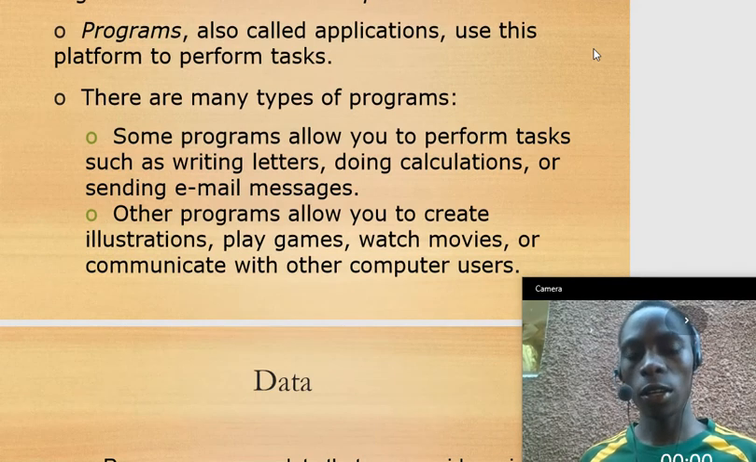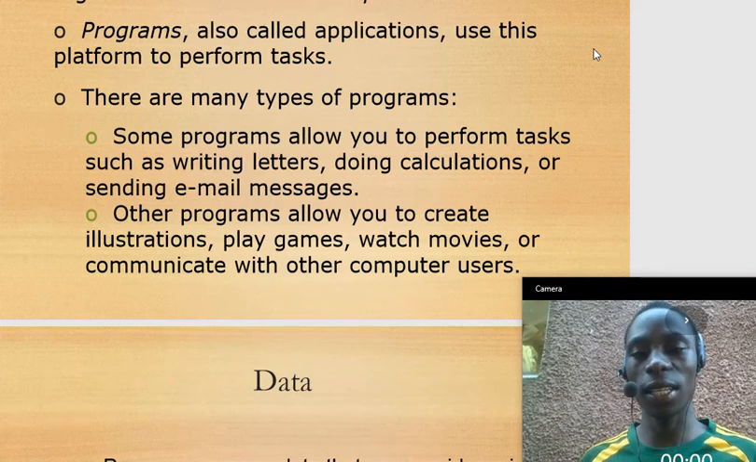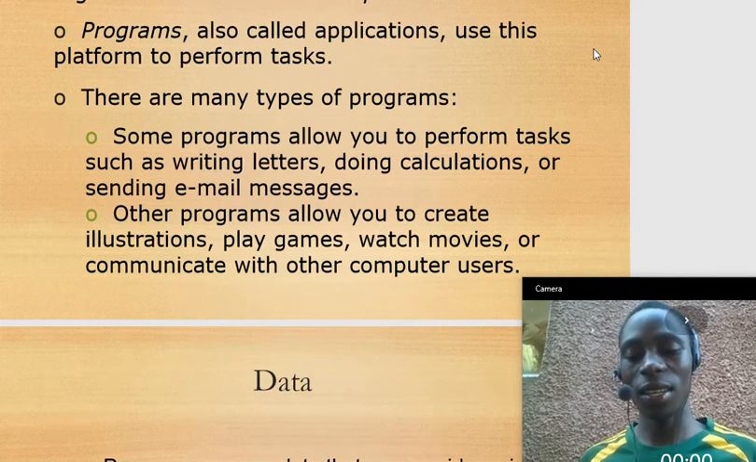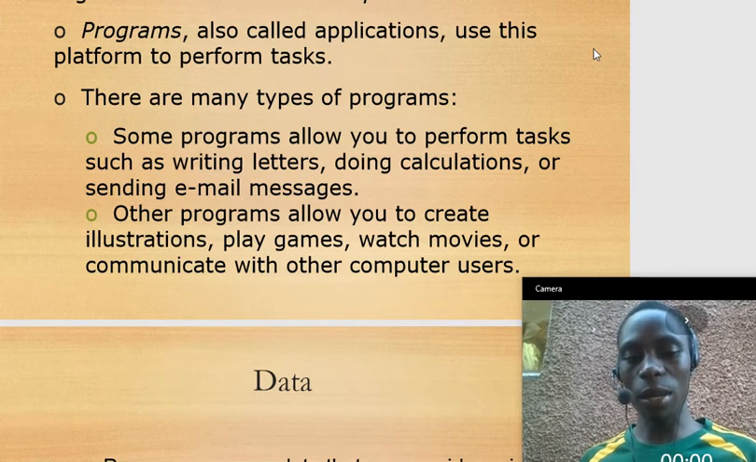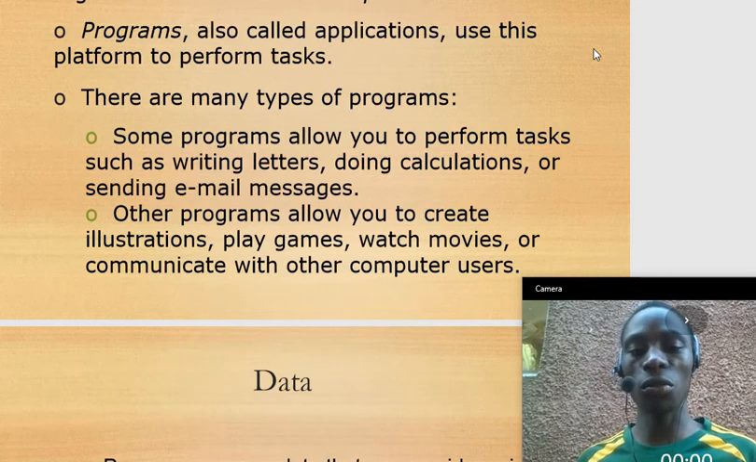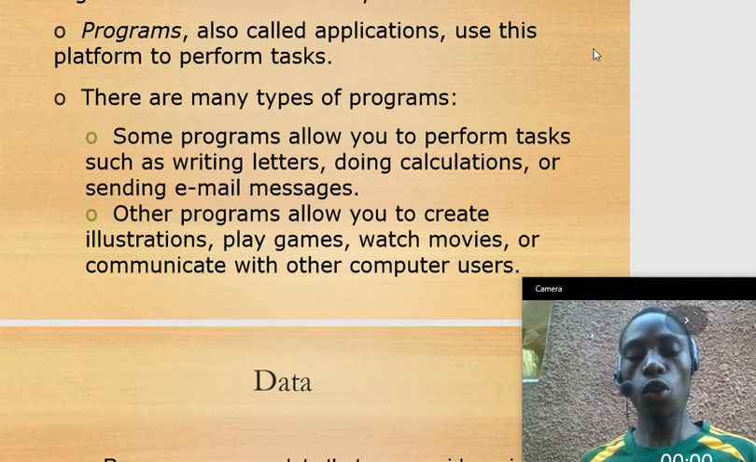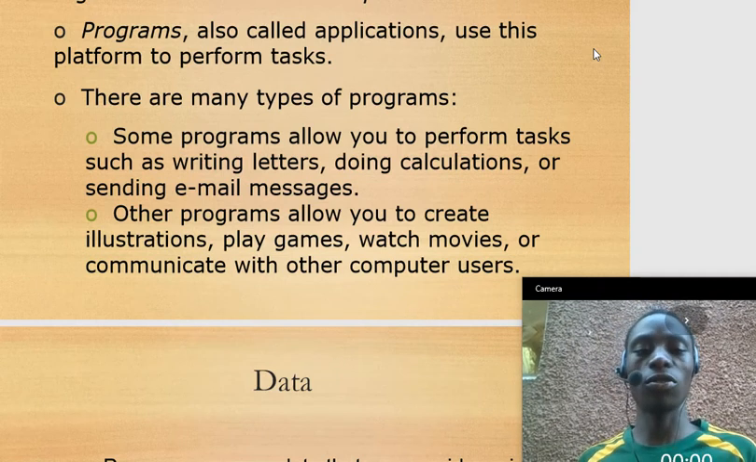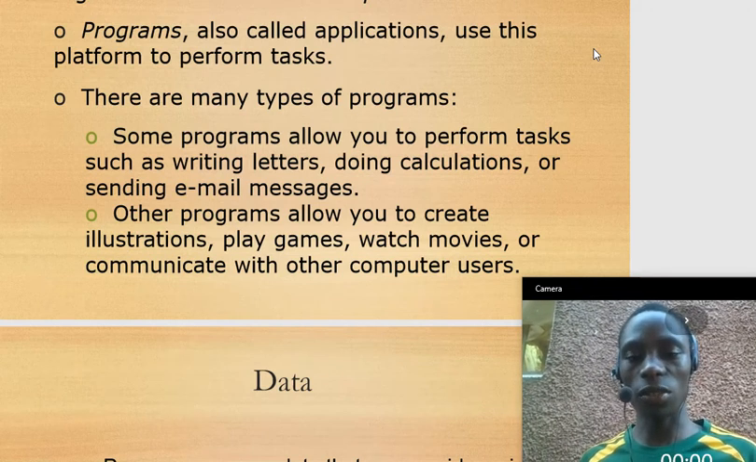Okay, so look at Microsoft Office Word. You can use it to type a letter, type text. Look at the email. You can email someone by typing. All those are programs. Other programs allow you to create illustrations, play games, watch movies on your computer, or communicate with other computer users. So I talked about gaming applications or game applications.